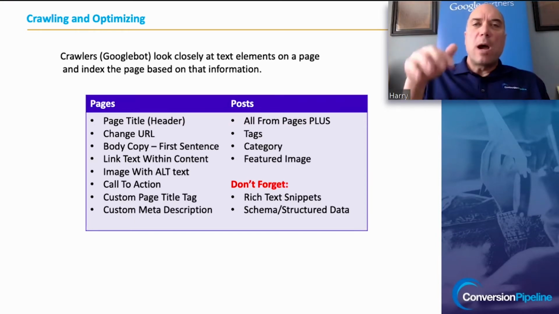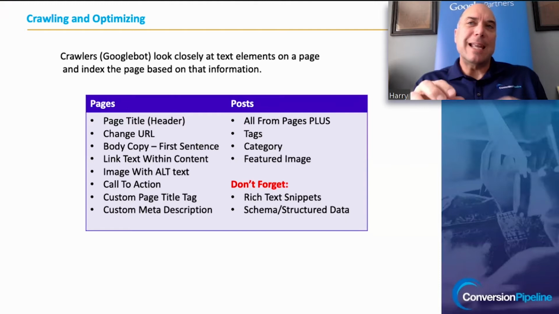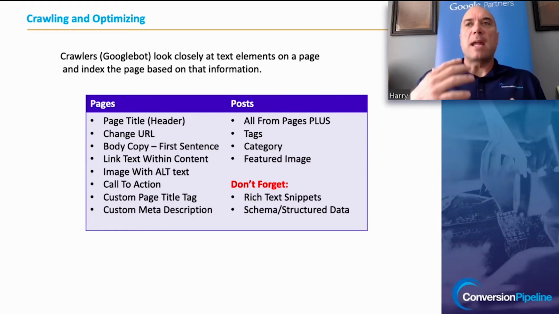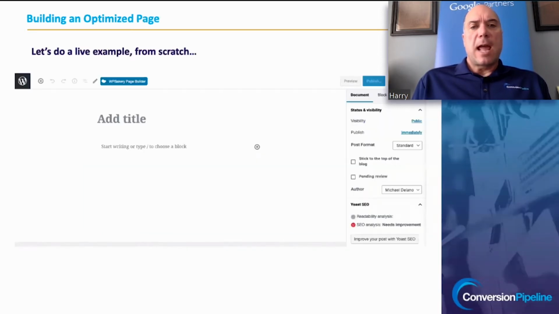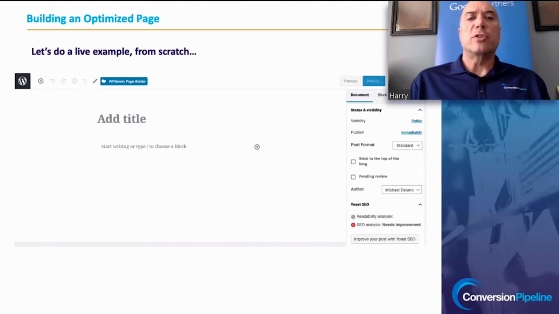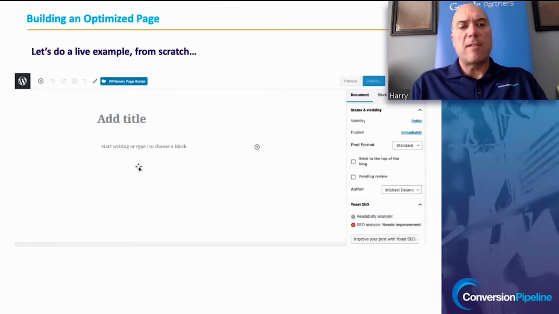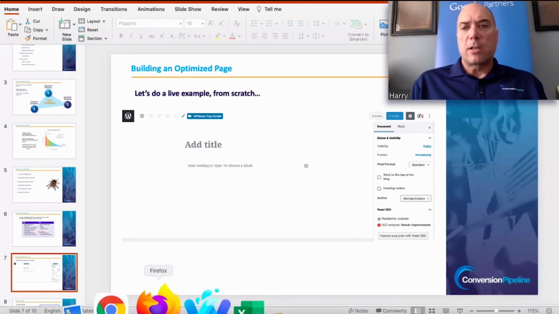So since we know how the crawler scans the text elements of a page and interprets it and indexes those text elements into its database, we can then easily build a page that we know is going to satisfy the crawler and give the crawler everything it needs to make a really solid interpretation about what the page is about, all in an effort to get it to show up in the search engine results. So to do that, we really just have to build out the page, and that's what we're going to do. So I'm going to flip us over to a live page and walk you through this.